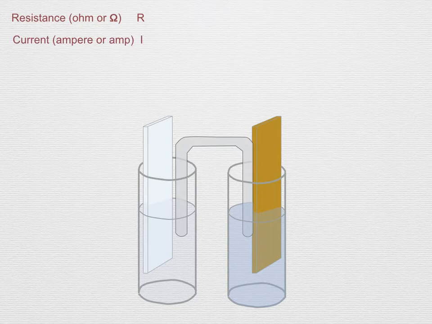The current that flows is given the variable I and is measured in amperes or amps. The current in a circuit is the same everywhere. A current measurement at one point asserts that the same current is flowing at any other point.